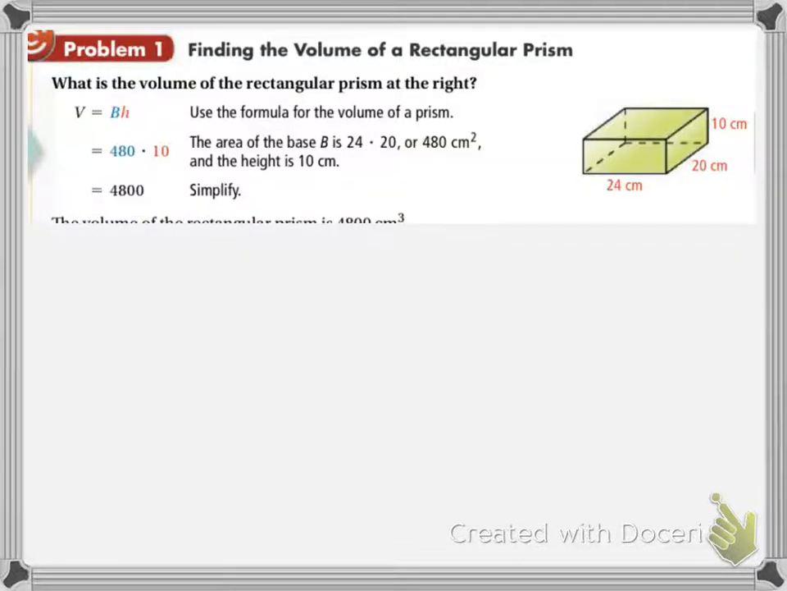Now, problem 1 talks about the volume of the rectangular prism at the right. So again, volume equals capital B, which is area of the base, times the height. What's my base? And here's the thing, it doesn't really matter what the base is. We talked about this all the time. You want to treat this bottom as a base, that's fine. It's a rectangle, it's length times width or base times height or whatever it is.